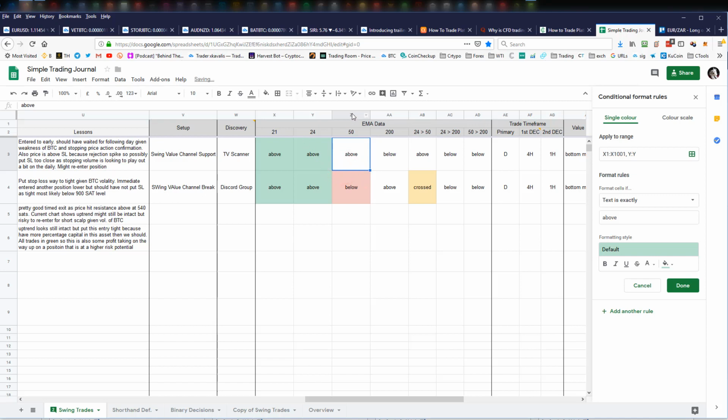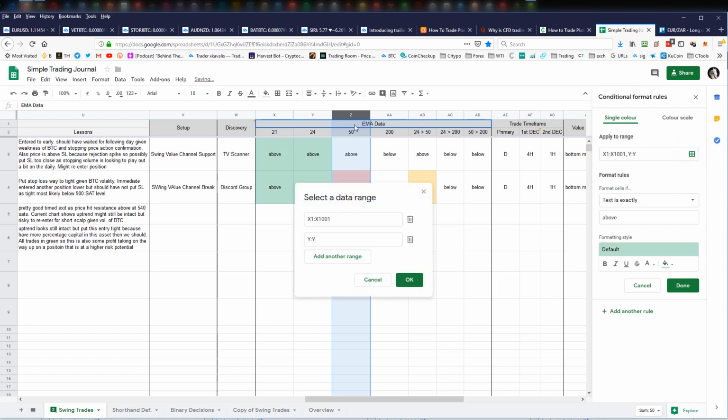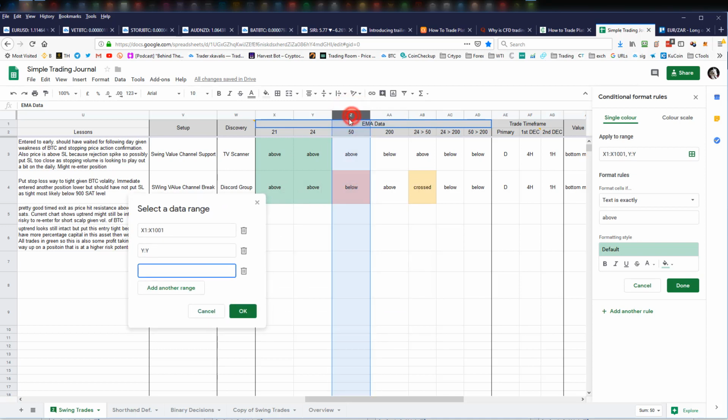So I want to do that for every one of my rules. Here I want to do the same thing and add another range. I can't replace it, so let me do this. Add another range, select the Z row. I don't know why it's not selecting that for some strange reason. Well, I'll just type it in. Fine, we'll just go around it.